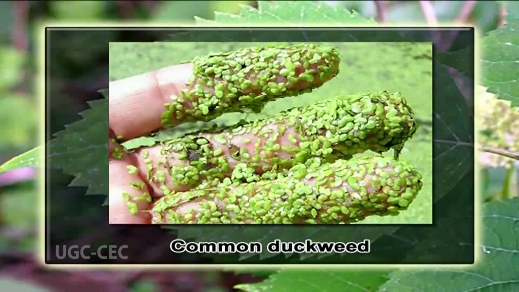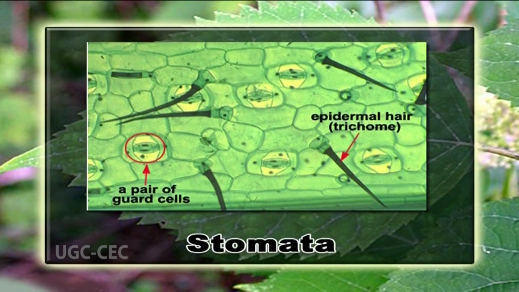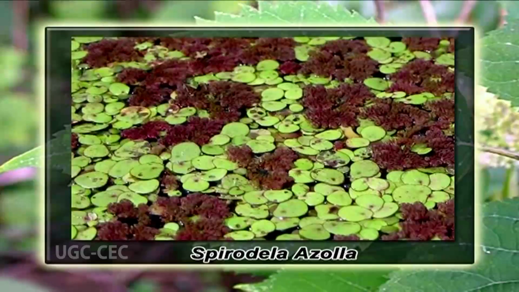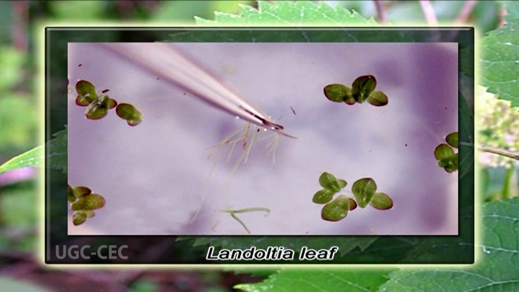The body of duckweeds has paired guard cells and stomata on its upper surface and superficially resembles the leaf, particularly in the flattened duckweeds, Spirodela, Landoltia and Lemna.